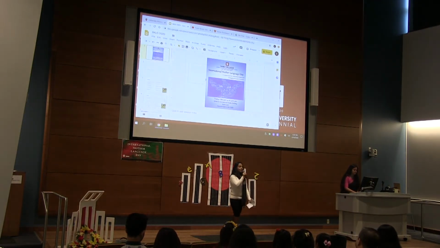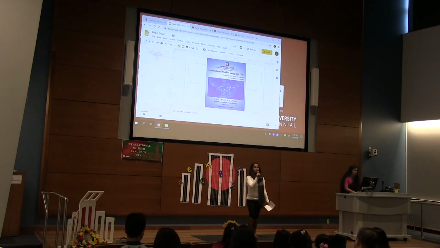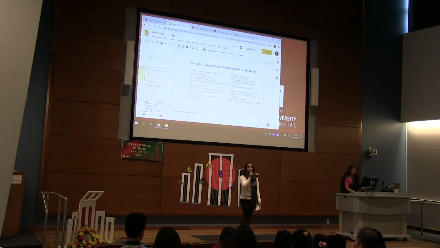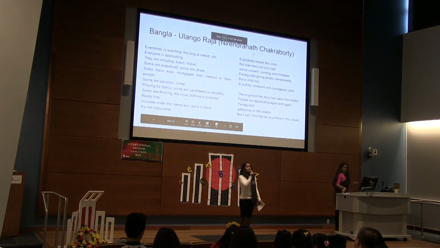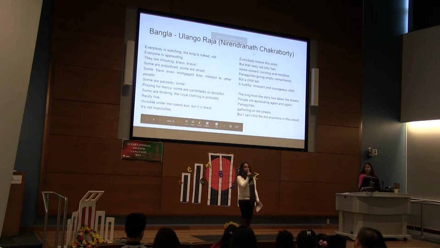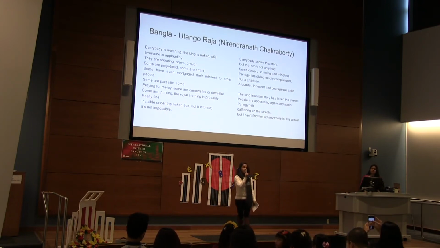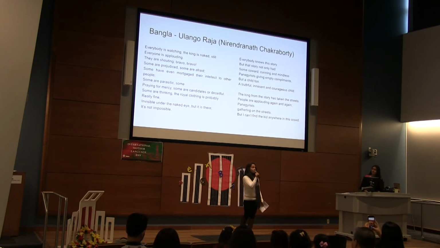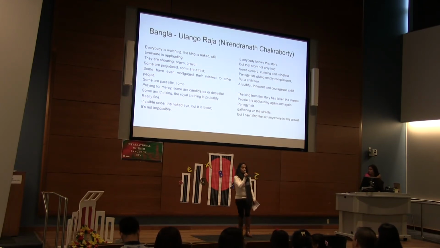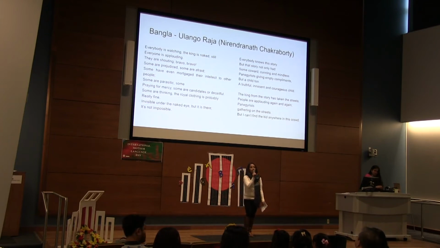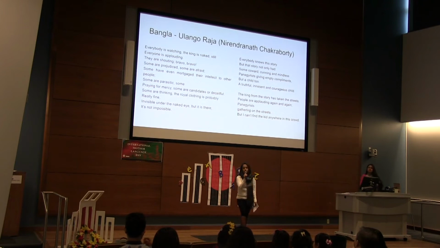Thank you, Dishari Di. Although I teach Hindi here, my mother tongue is Bangla, so today I'm going to perform in Bangla. The name of the poem is Ulango Raja by Nirendranath Chakraborty. The poet wrote this poem in the 20th century, and it was adapted from Hans Christian Andersen's very famous story, The Emperor's New Clothes, written in 1837. Apart from this story, I have also read different folktale versions from Persia, Africa, and also Australia. Here it goes.